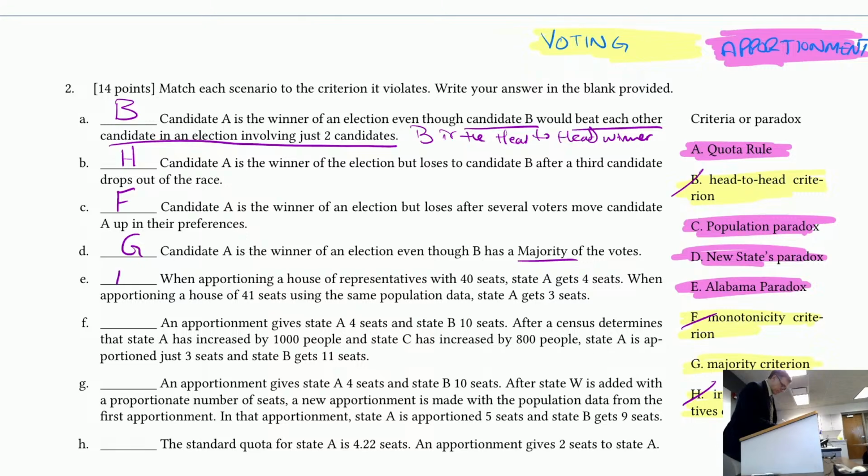But the others are so easy that you could always just leave that blank until the end and then be like, oh yeah, that's Alabama.